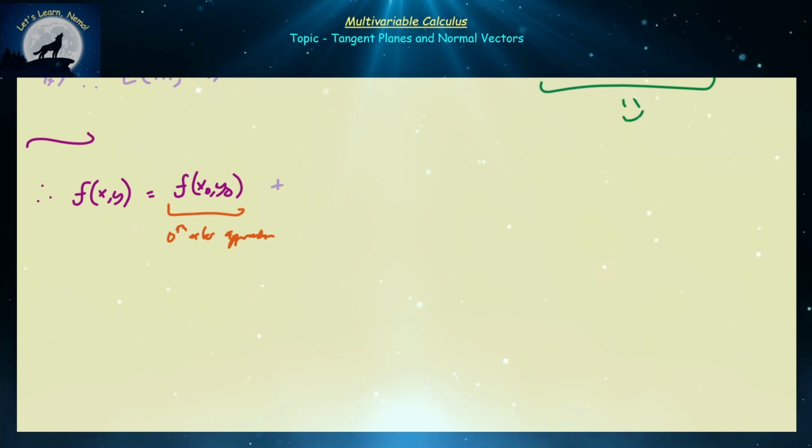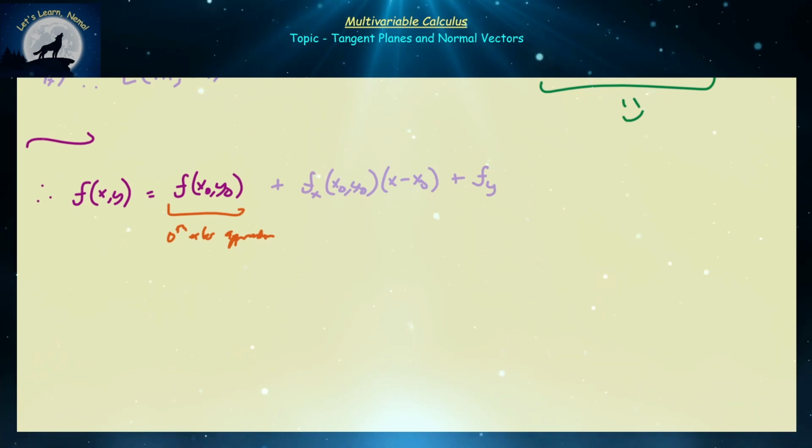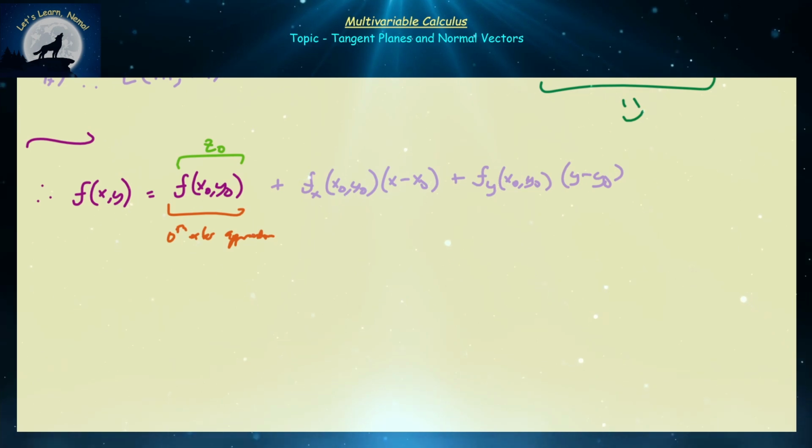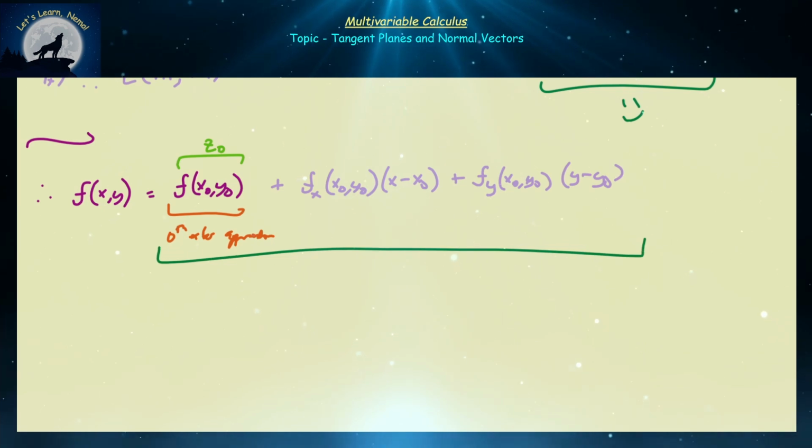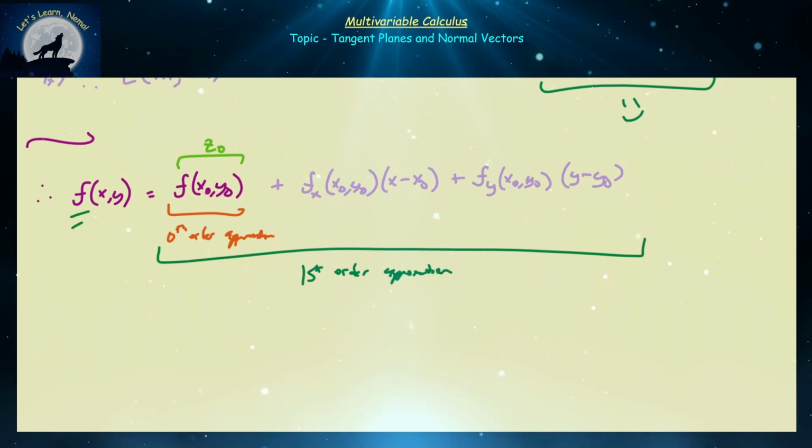But what we would do is add more terms to this approximation. So f_x at (x0, y0) times (x minus x0), and then f_y at (x0, y0) times (y minus y0). And what is this? Well, keep in mind, this is just a different way of saying z0. So what we have here in disguise is what we refer to as the first order approximation to that particular function centered at (x0, y0), right?